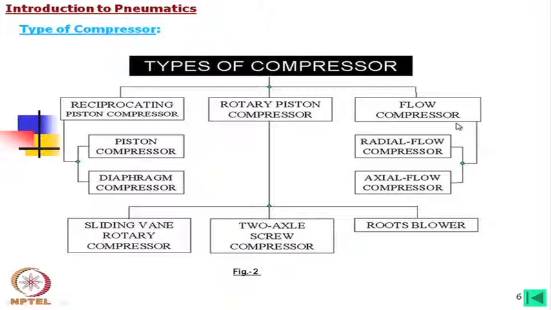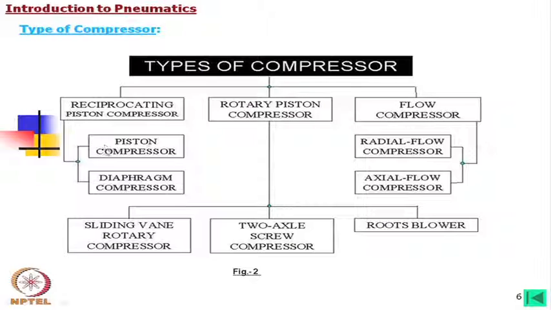And then another is the flow compressor, the radial flow compressor and axial flow compressor. These are two different types of flow compressor, but we shall not concentrate on them because these are special types. They are not normally used in such big systems; they are used in very small systems. But the reciprocating piston compressor is very common, particularly the piston type. And among the rotary types, both sliding vane and two-axle screw or gear type compressors are mostly used. So, we shall concentrate on these items only.